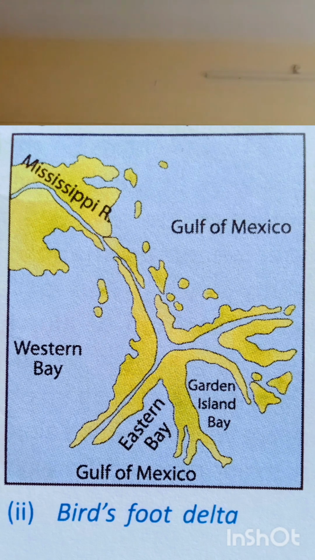The next one is the bird's foot delta. The delta of the Mississippi river is of this type. The delta looks like a bird's foot, with several main branches extending into the sea like the foot of a bird. The other name of the bird's foot delta is digitate delta. I am showing you the picture so that you can understand easily.